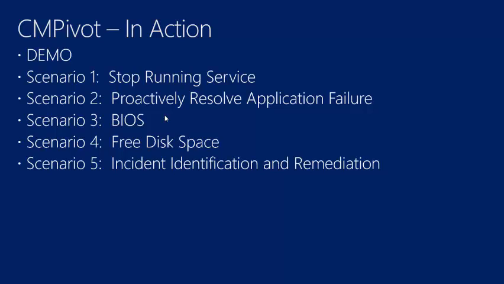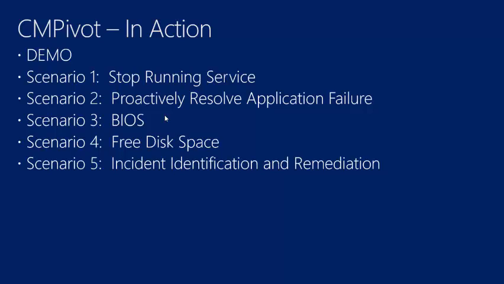So a few scenarios that I want to go through. One, stopping a running service. Two, proactively using CMPivot to identify and resolve application failures. Looking at the BIOS, I already did that, but I want to drill into that again. Free disk space, right?